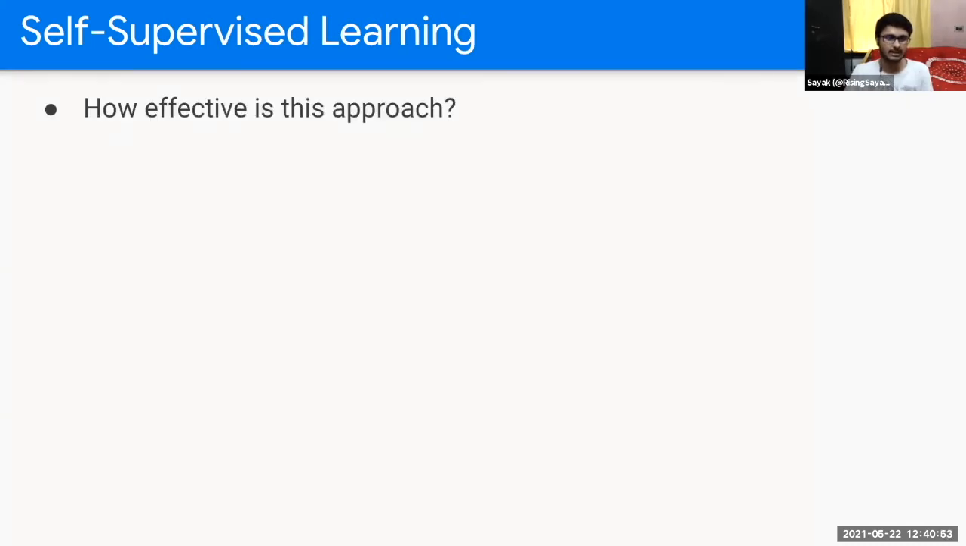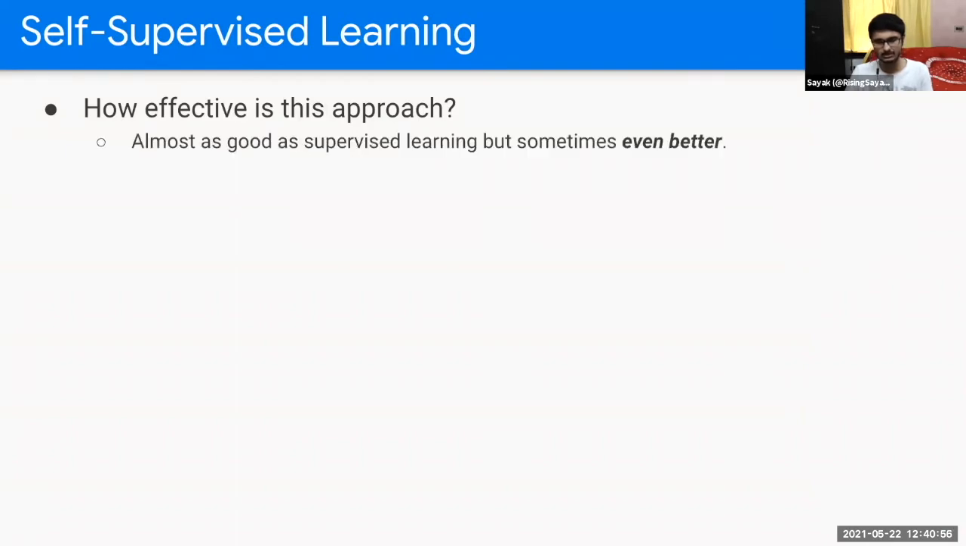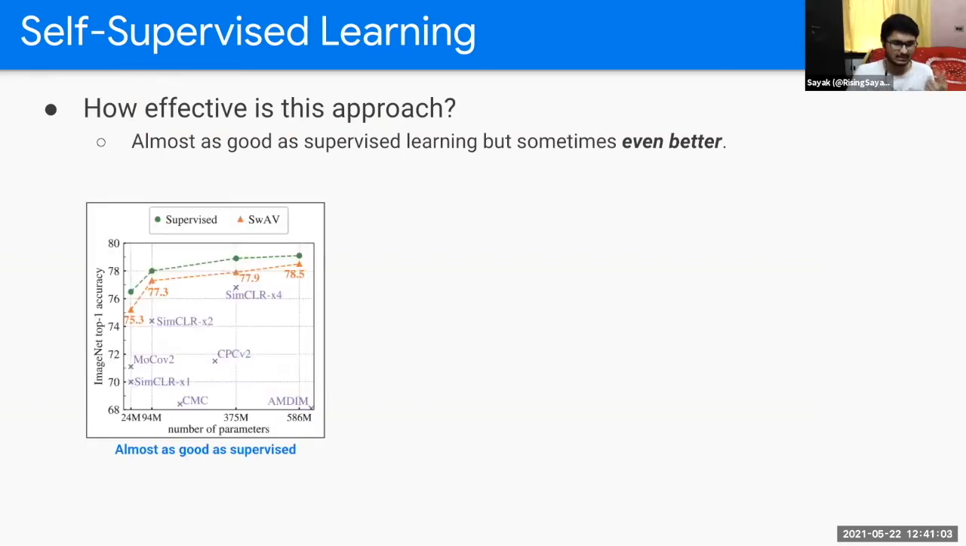And you are of course asking yourselves, how effective is this approach? So almost as good as supervised learning, but sometimes even better, as you can see. In this instance, we have a self-supervised learning method called SwAV by Facebook AI Research, which is almost as good as supervised. The green curve that we see in the graph is from a supervised learning method, and the orange one is coming from a self-supervised method. We can see the gap is closing in, right?